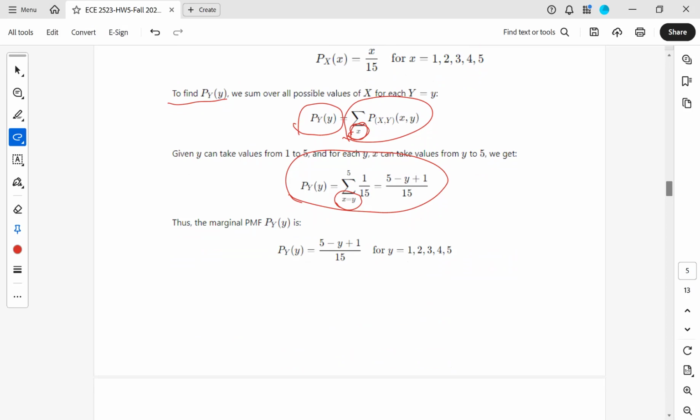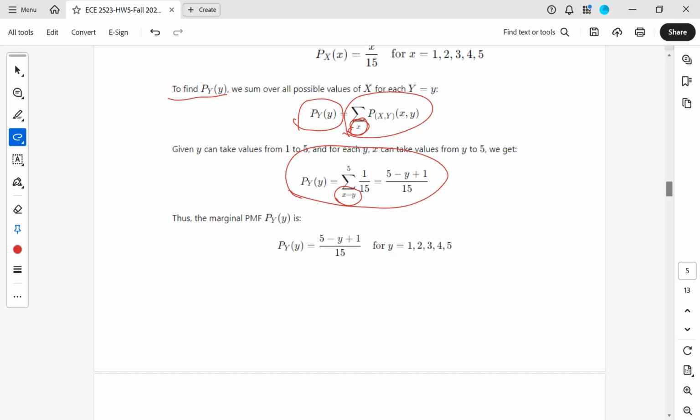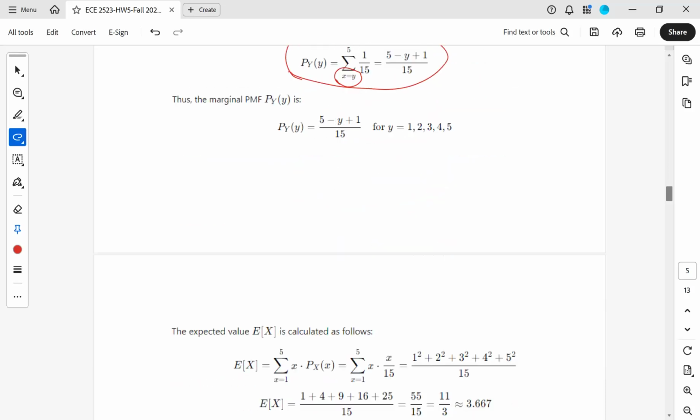Draw the x-axis and y-axis, put out all the numbers, all the points, the coordinates of X and Y, and implement the condition. That way, it would help you avoid making mistakes in this kind of situation. Now, any questions so far about the marginal PMF?